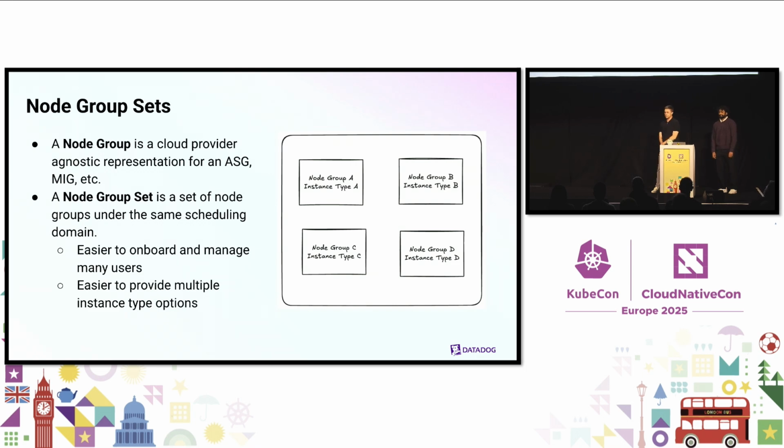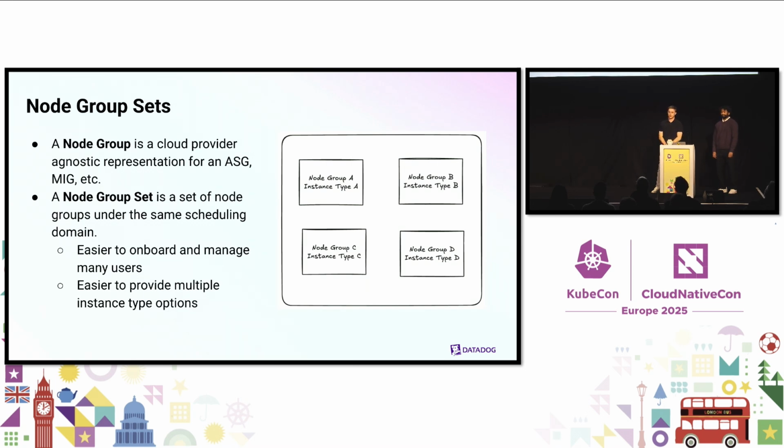So a key offering of our platform is something that we call a node group set. So first, a node group we can think of as a cloud provider agnostic representation for something like an autoscaling group or a managed instance group. If you're familiar with the cluster autoscaler, you might be familiar with their concept of a node group, and ours is similar, but we have a custom resource definition defined in our environment that we use for node groups.